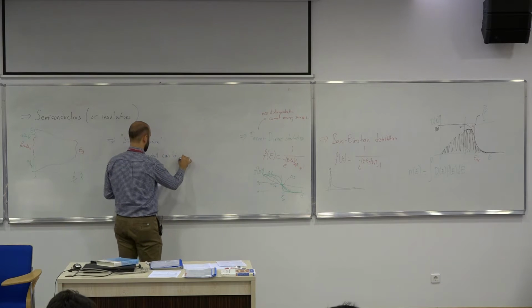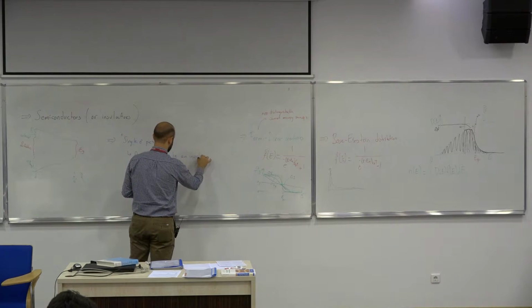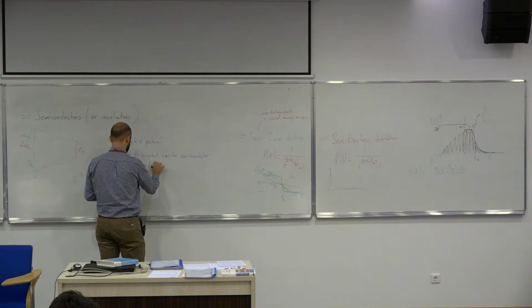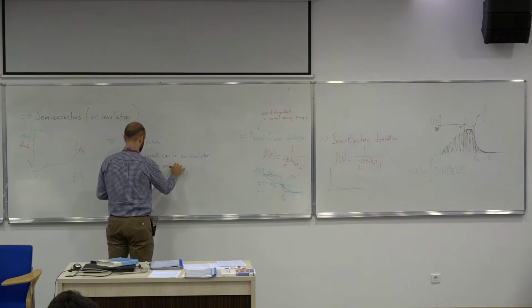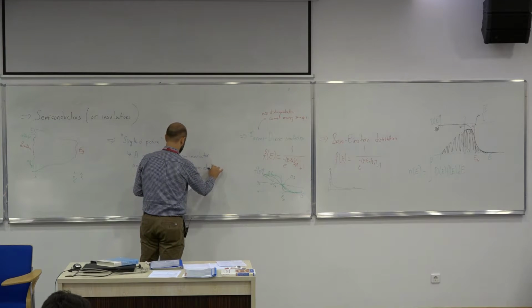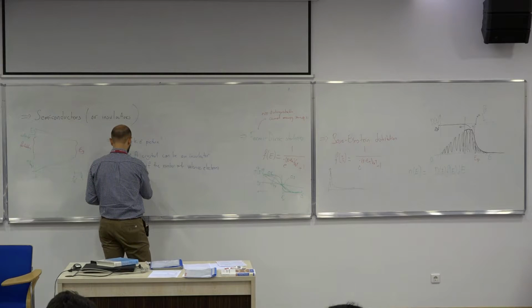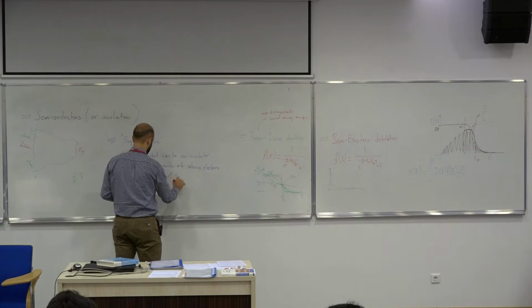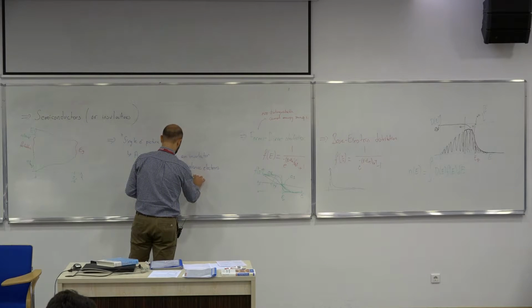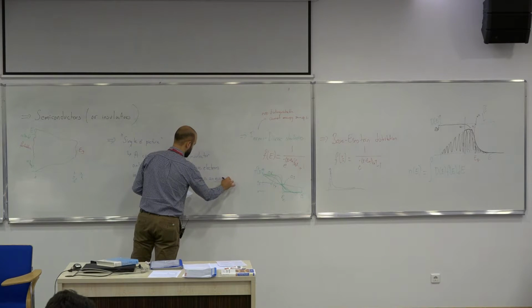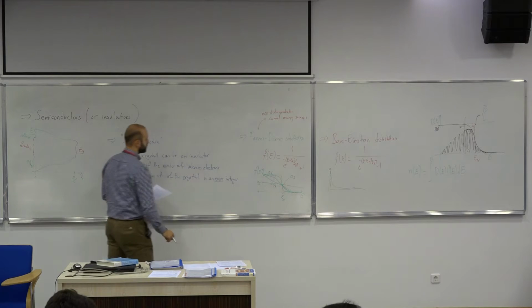A crystal can be an insulator only if the number of valence electrons in a primitive cell of the crystal is an even integer. Okay?